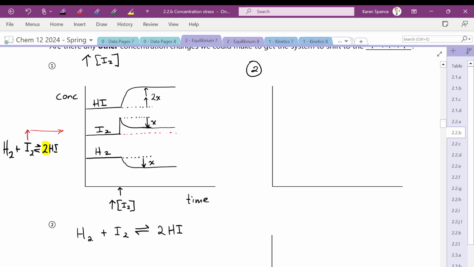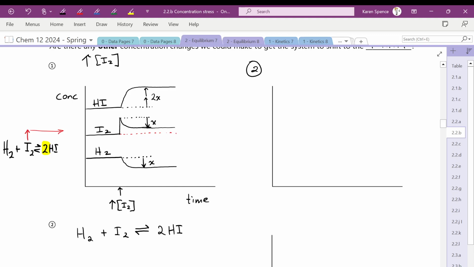Now remind me, why does an increase in concentration of I2 cause a shift to the right? Because the rate of the forward reaction increases. Why does an increase in concentration of H2 cause the equilibrium to shift to the right? Because the forward rate increases. We only have one thing left. What could we change? We could change the concentration of HI.